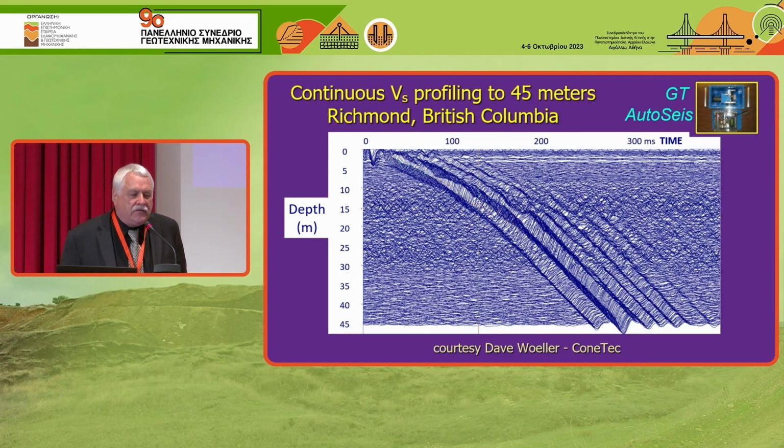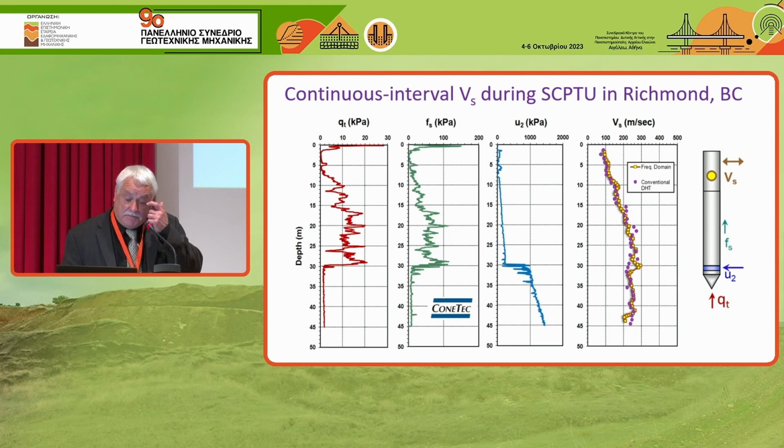Here we're going down 45 meters in Richmond, British Columbia. There's the waterfall. Again, you can tell the soil type: 9 meters of soft silt, sand down to about 30 meters, and then soft clay below 30 meters. So the pre-arrival is telling you what kind of soil you're in. I think that's very interesting. But then if you process the shear wave velocity continuous, it does a very nice job matching the traditional stop every 1 meter.